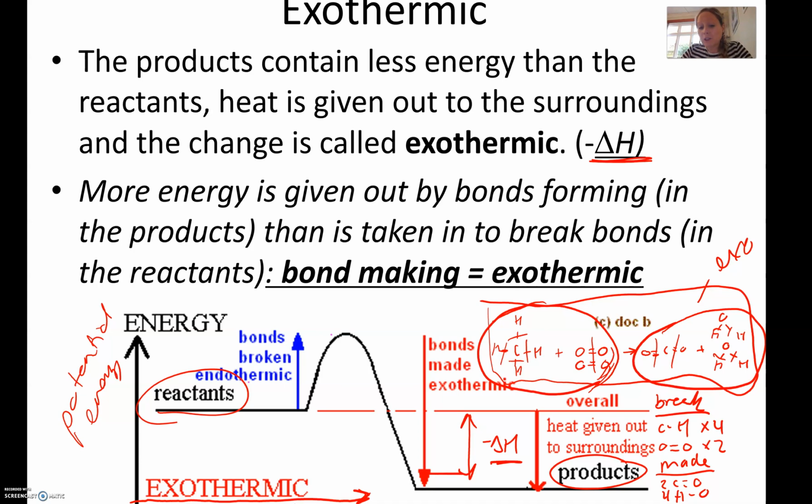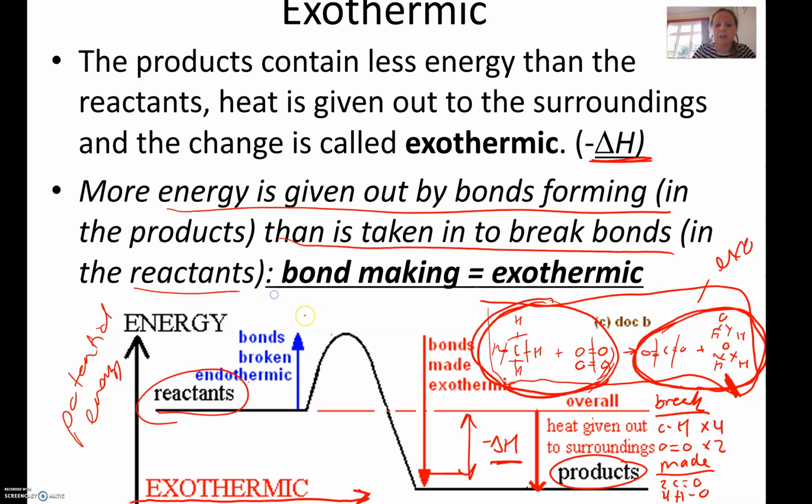So when we talk about an exothermic reaction, we've got to consider that in the reaction there's also an endothermic aspect. But because the whole thing is exothermic, what we're really saying is more energy was released when making the bonds in the products than was taken in to break the bonds in the reactants. So we're comparing them, okay? So more energy is given out by the bonds forming in the products than is taken in to break the bonds in the reactants. And you can see that visually on this graph.